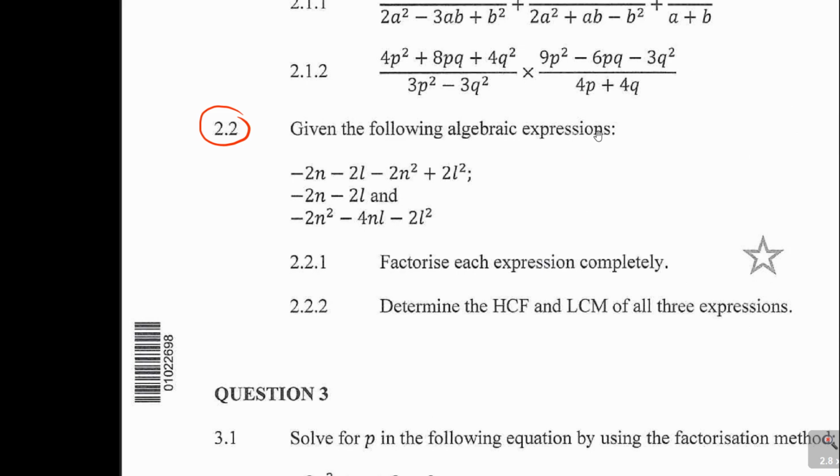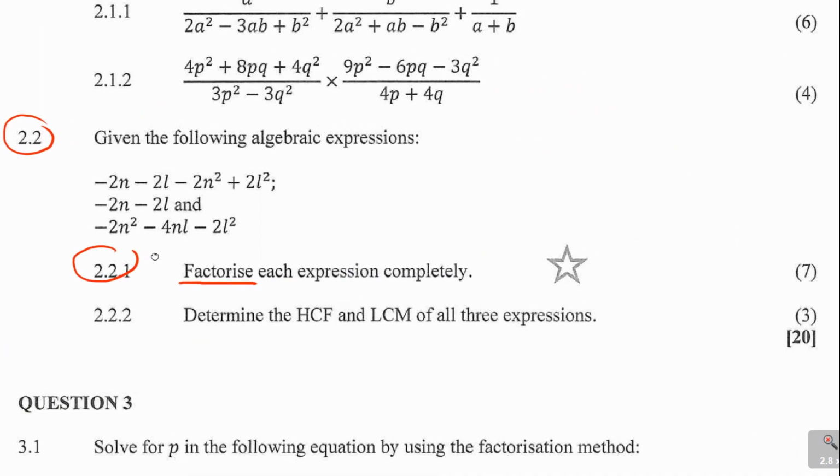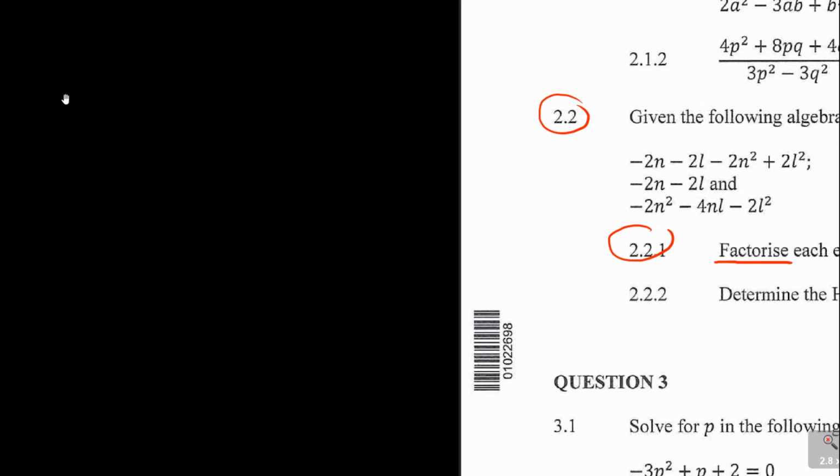It says, given the following algebraic expressions, 2.2.1. Look at this now. Factorize each expression completely. There is another factorizing part. We need to factorize, and this is 7 marks. Can you believe this? We need to factorize this. So it's 2, 4, 6. One of them is 3. So I've got minus 2n minus 2l minus 2n squared plus 2l squared.